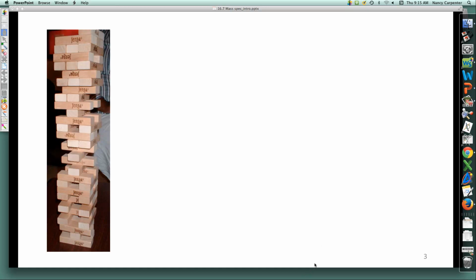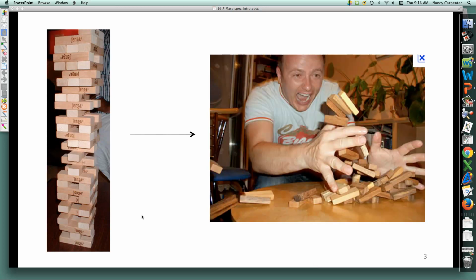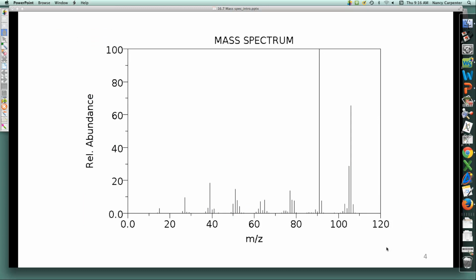Well, you've probably played Jenga or a game like it, and you probably know that at some point when you get pretty far along and you try to remove one of these pieces, it all falls apart and you don't have your structure anymore. You have all these little fragments. Same sort of thing in mass spec, it's just that the little fragments aren't all the same. So this is what you get.